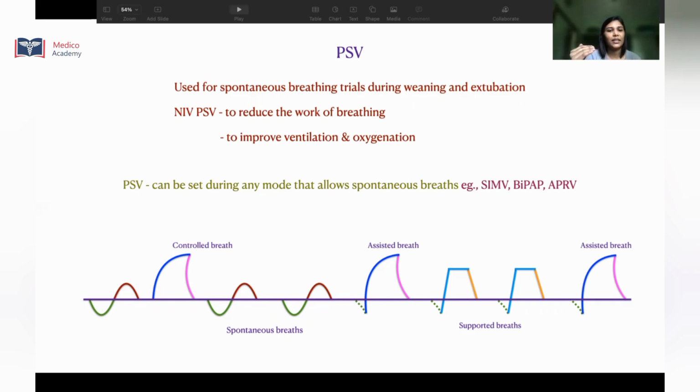This is basically done to provide uniform ventilation. That is, when you have controlled breaths, you have good tidal volumes, but during spontaneous breaths, you have very low tidal volumes. So there won't be uniformity between the breaths that go to the alveoli. So to provide uniformity, you can provide support to the spontaneous breaths so that the tidal volumes will be almost equal during all breaths, during supported, controlled, as well as assisted breaths. So that's the use of pressure support ventilation.